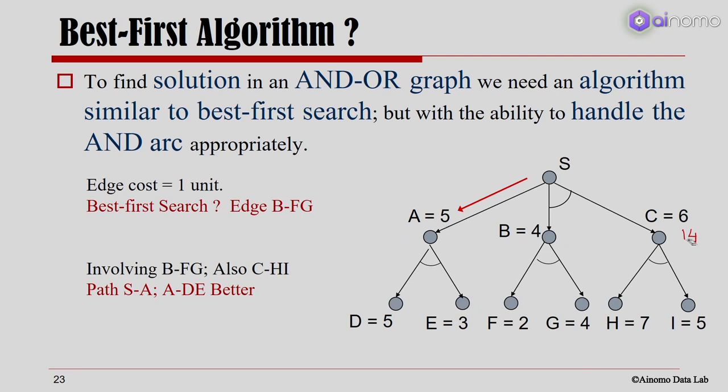If you look more closely, you will realize that even if this path has a cost which is lowest, involving this path in this solution would also mean that I have to involve C, and therefore this cost would be added. Under this present scenario, the best would be to go along this path and expand D and E further.